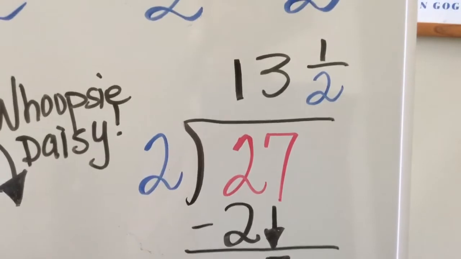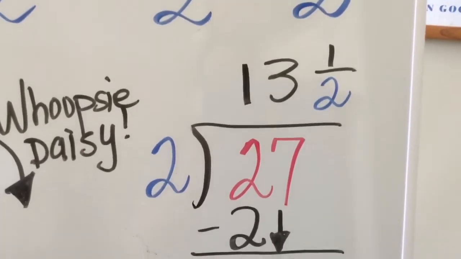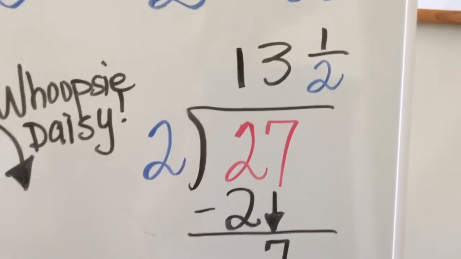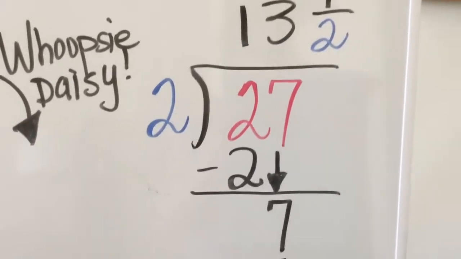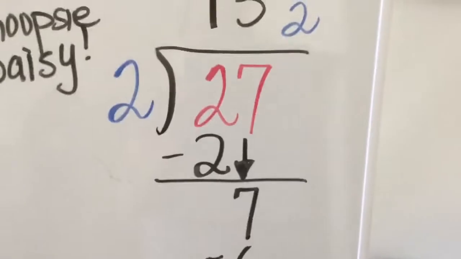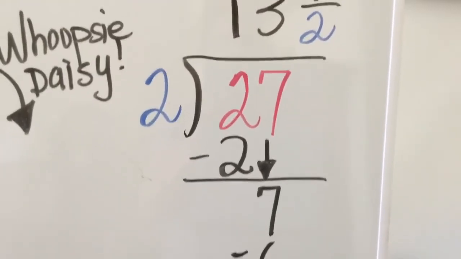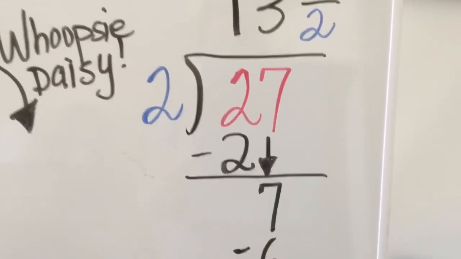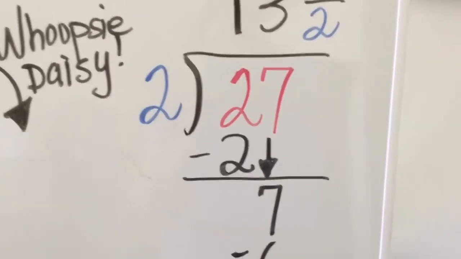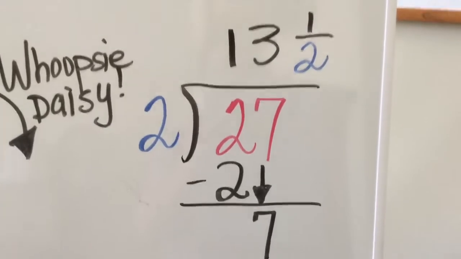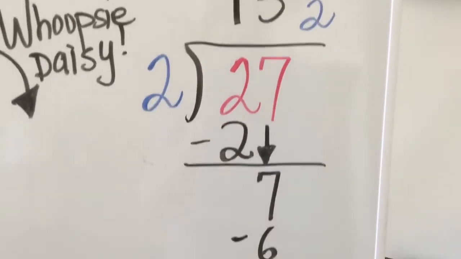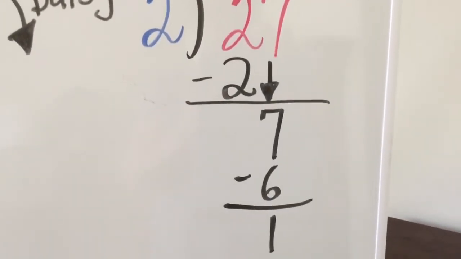So 2 goes into 2 once. And 1 times 2 is 2, and I subtracted and I didn't get a remainder. 2 minus 2 is 0, so I didn't even write down the 0. And then I brought down the 7, and 2 goes into 7 3 times, and 2 times 3 is 6, with a remainder of 1.